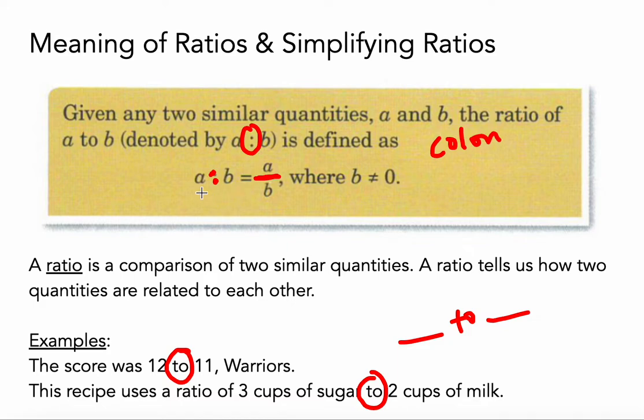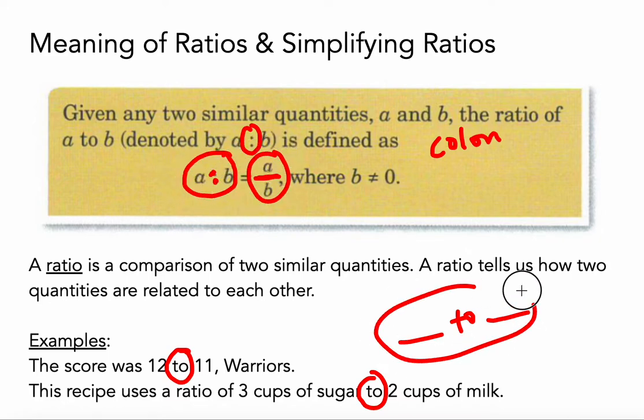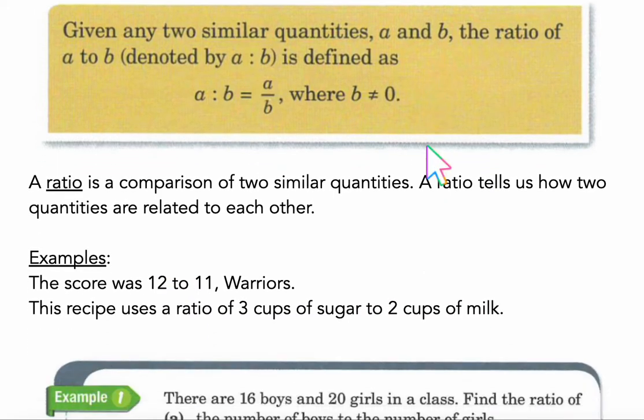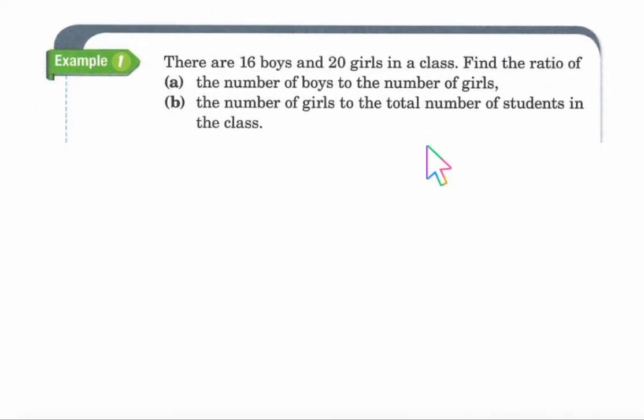And we read it the same way, a to b, which is the same as a to b written as a fraction. Okay, so those are 3 different ways that you can write a ratio. You can write it with the colon, you can write it with the fraction, or you can write it with words and just read it out, 12 to 11. Okay, so be sure that this information is in your notes. All right, let's move on and talk about an example.